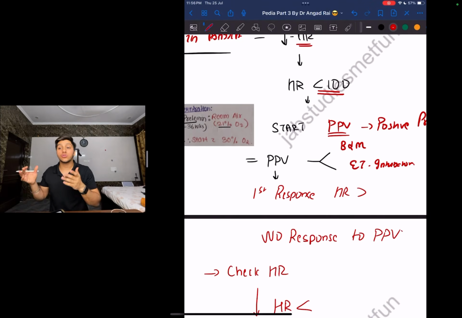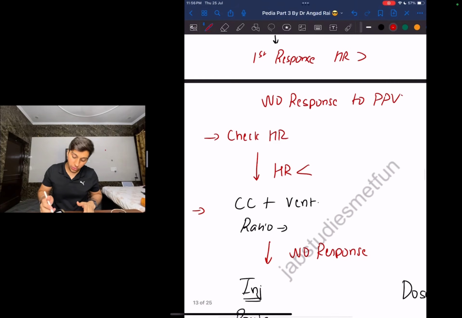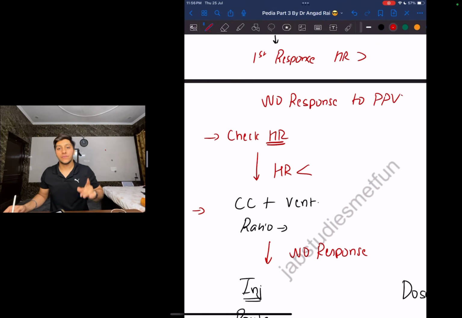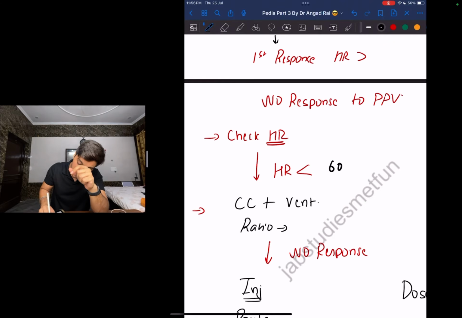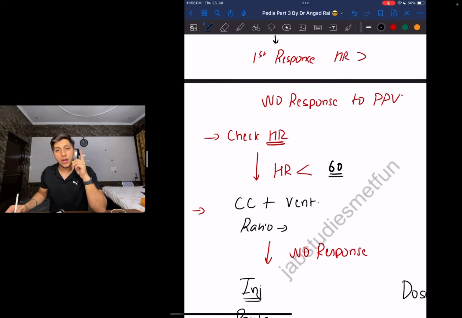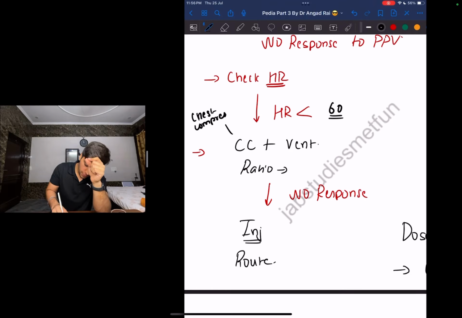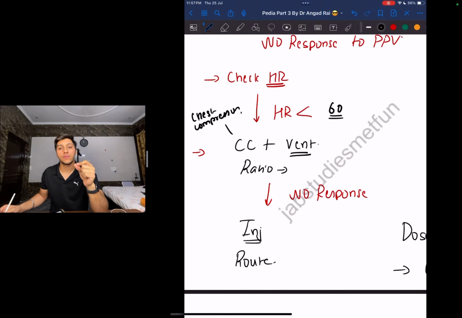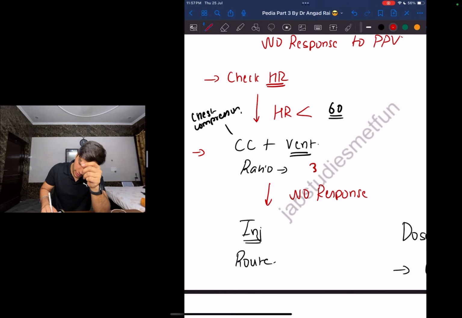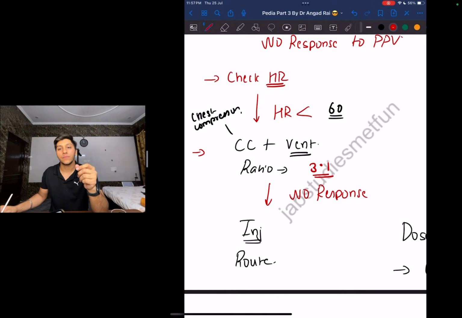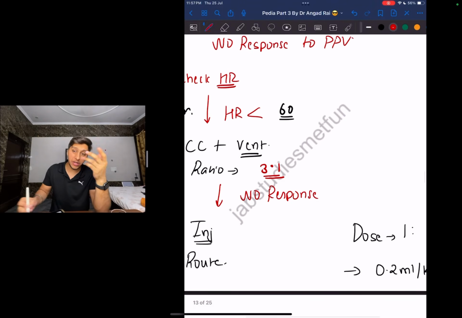Now, if there is no response to the PPV, next we check the heart rate again. First, when the heart rate was less than 100, we gave PPV. Now we check again and find that the heart rate is less than 60. We are now more tensed. Now is the time to start CC, that is chest compression plus ventilation. Not chest compression alone; you have to give chest compression and ventilation. They will ask you the ratio. The ratio is 3:1.